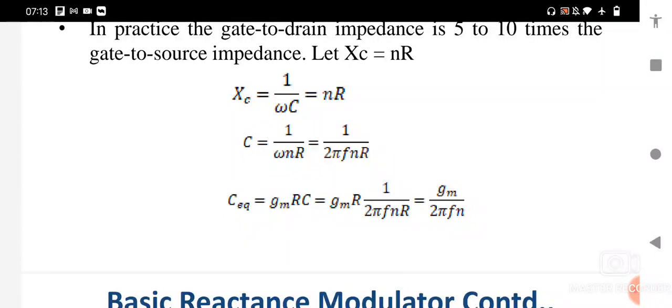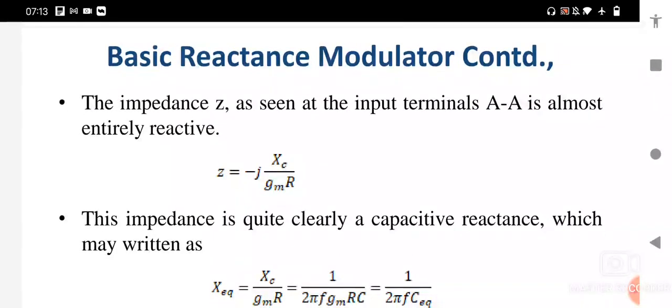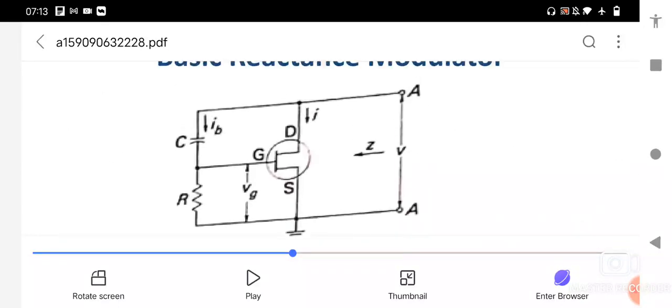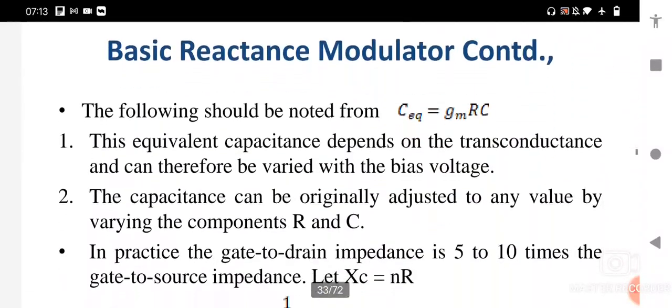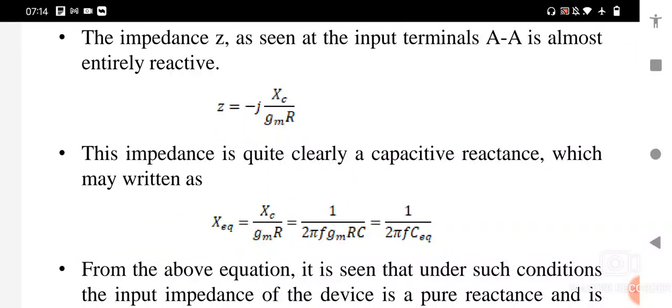Then C equivalent is equal to Gm into Rc. Substituting the value of C, 1 by 2 pi f N R, the resultant equation is C equivalent is equal to Gm by 2 pi f N. So in the basic reactance modulator, the impedance Z seen at the input terminals A to A is almost entirely reactive, that is, Z is equal to minus j Xc by Gm into R.